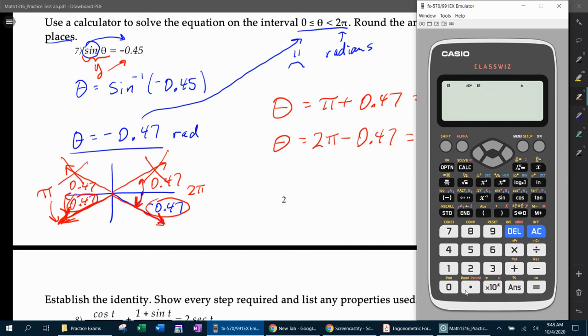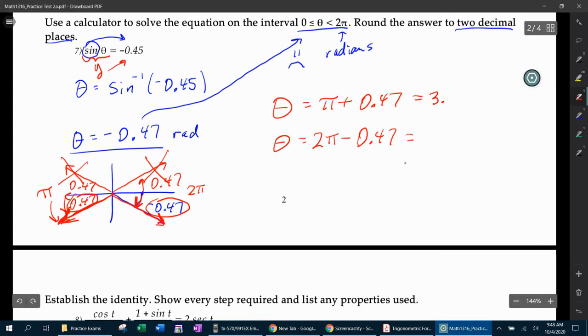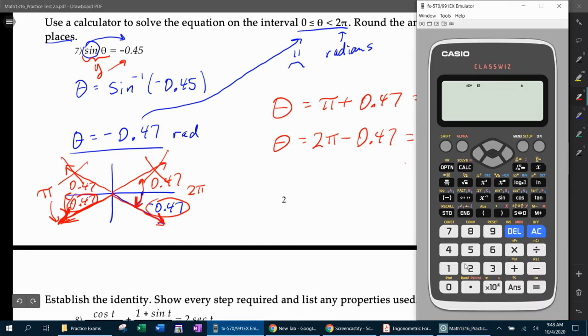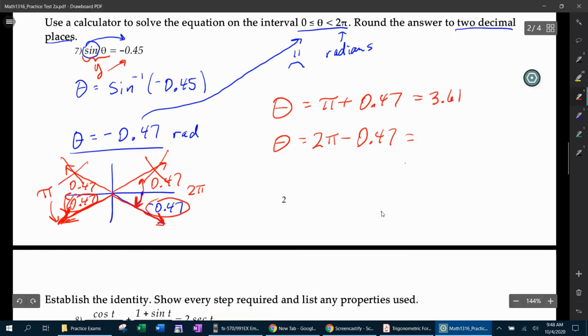Here we go. Pi plus 0.47 is, now remember we're rounding to two decimal places, 3.61 rounded. And two pi minus 0.47, 5.81 rounded. And I'm going to put a box around those because I'm done. Those are my answers.